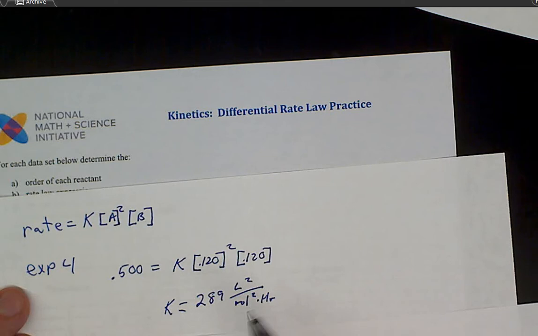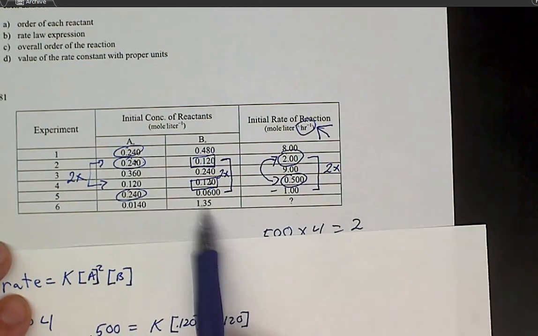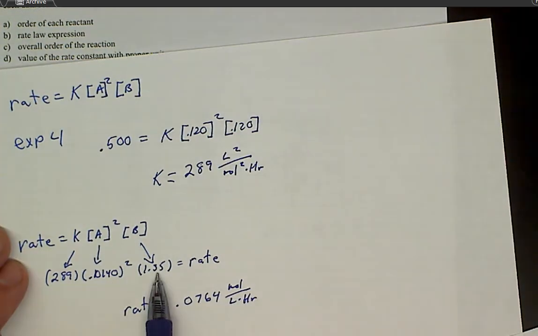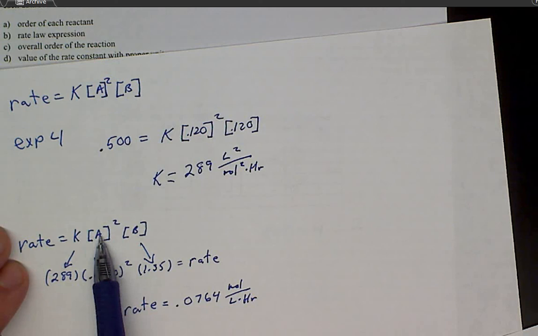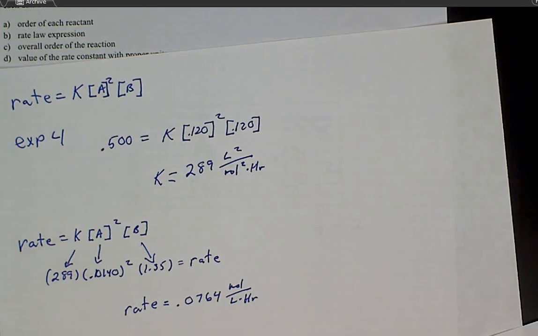The last thing is we want to determine what this initial rate was. Well, I have these two concentrations and I have K, so all you have to do is put your concentrations in. Make sure you square this for the A, the second order for A, multiply by 289, and your rate is 0.0764 moles per liter per hour. Okay, so pretty straightforward. Hopefully that was helpful. I will actually scan these in and you can take a look at the work on there. Hopefully that helps you.